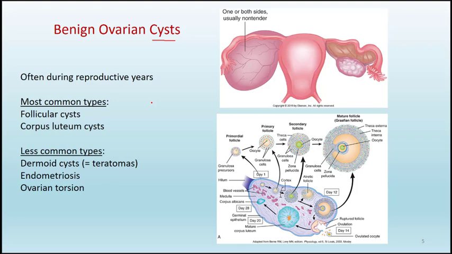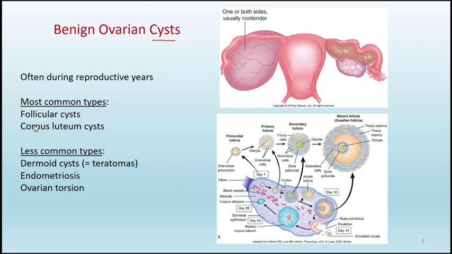They're usually unilateral. It's usually found on one side rather than occurring on the opposite side as well. And they are oftentimes asymptomatic as well. So sometimes there'll be a finding during a pelvic ultrasound for some other reason. They may find that this individual has ovarian cysts.